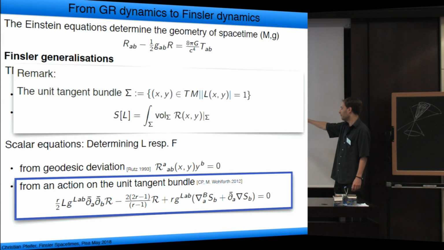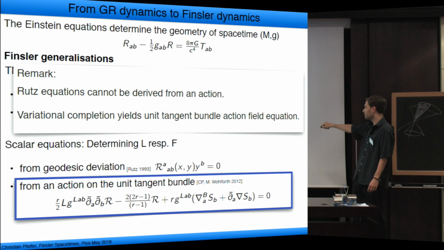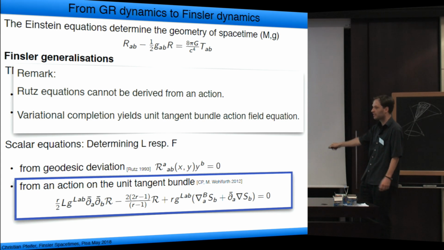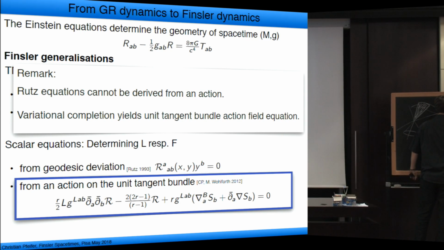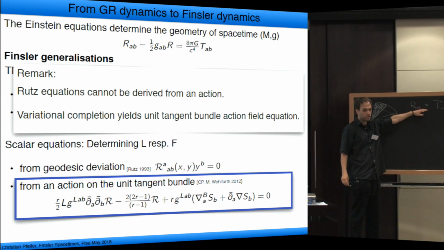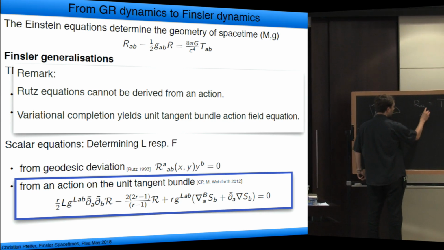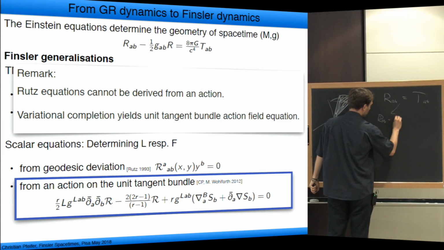What can be shown is that this equation by Rutz cannot be derived from an action, but one can perform a procedure called variational completion, which then shows that the variational completion of these equations are exactly our equations. That is similar when you compare it to the genesis of the Einstein equations, where Einstein first suggested an equation like this, just the Ricci tensor equal the energy momentum tensor. This is not complete, and also it can be shown it cannot be derived from variation. And then you get from the Einstein-Hilbert action, or also via this variational completion, the Einstein equation.